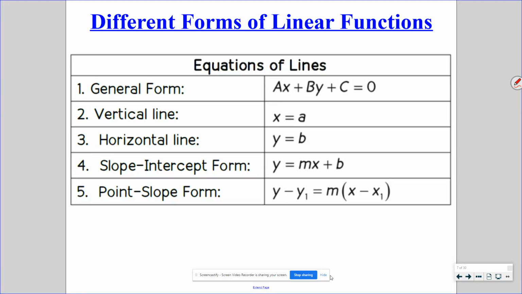Okay. Here are 5 different ways you can write equations of linear functions. And quite honestly, the first equation, general form, is almost never used, so you can just ignore that. And down here, slope-intercept form and point-slope form. Those are the 2 you're going to see the most. Slope-intercept we just saw. Let's look at an example using point-slope.